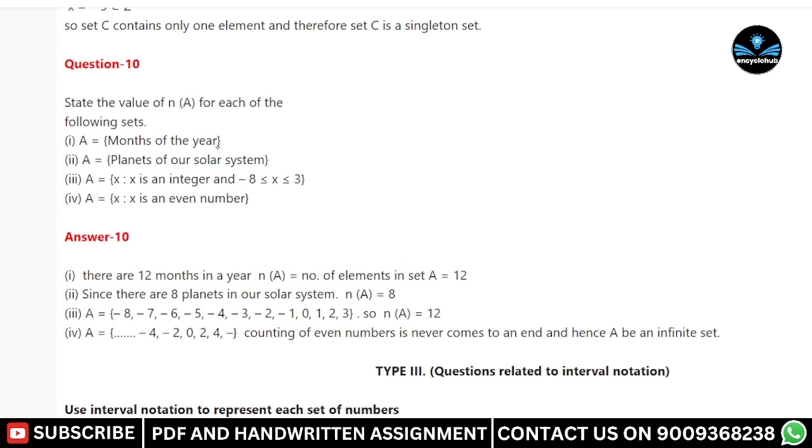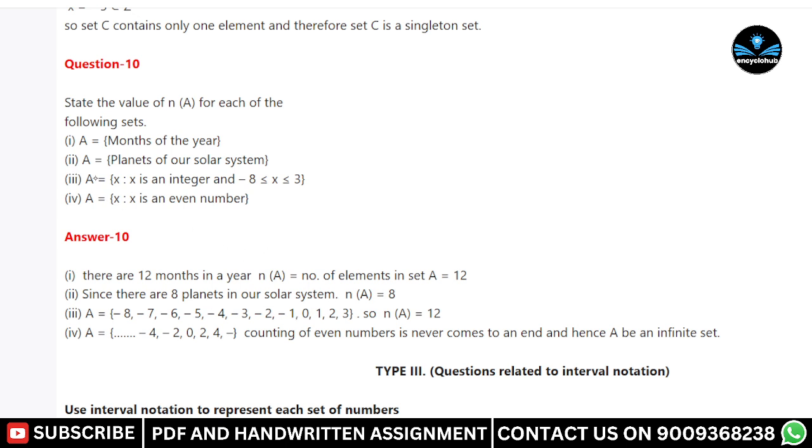Number of elements in the set. First, the months of the year. The total months of the year are 12, so the number of elements will be 12. Second is the planets of our solar system. There are 8 planets in our solar system.